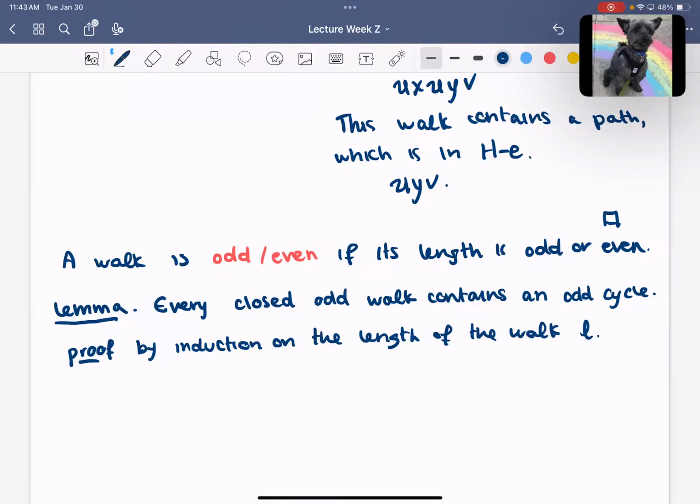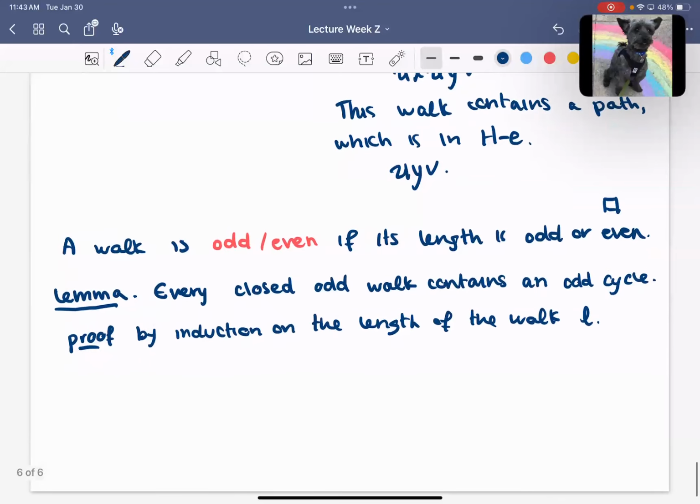Okay, so what should our base case be? I can't take L equals 0 because that's an even number. So we're only going to do the odd numbers. So what happens when L is 1? What is a closed walk of length 1? How does that look? Yeah.